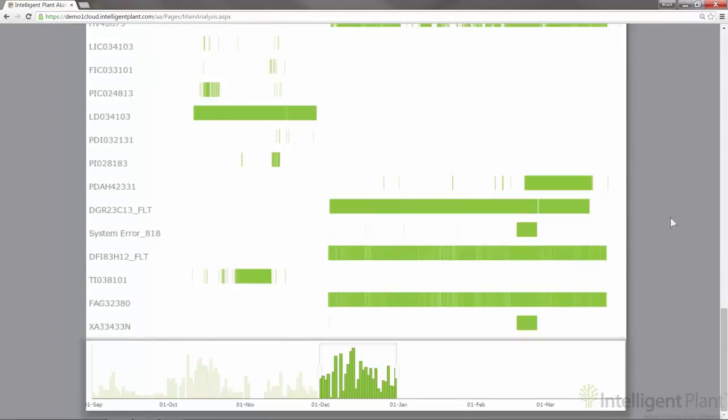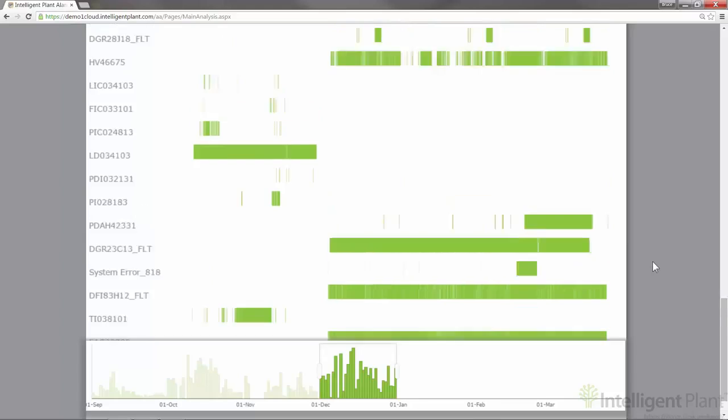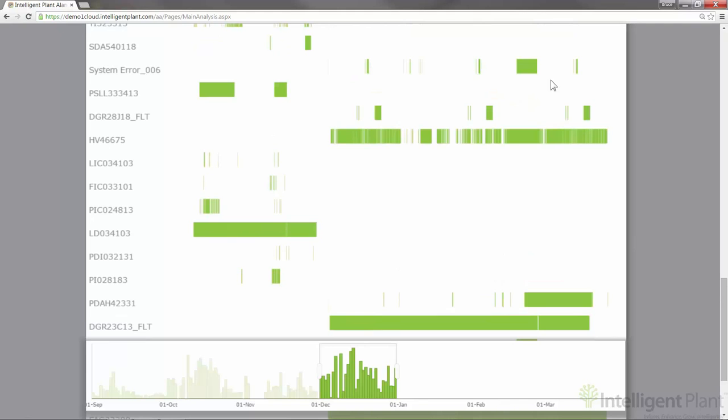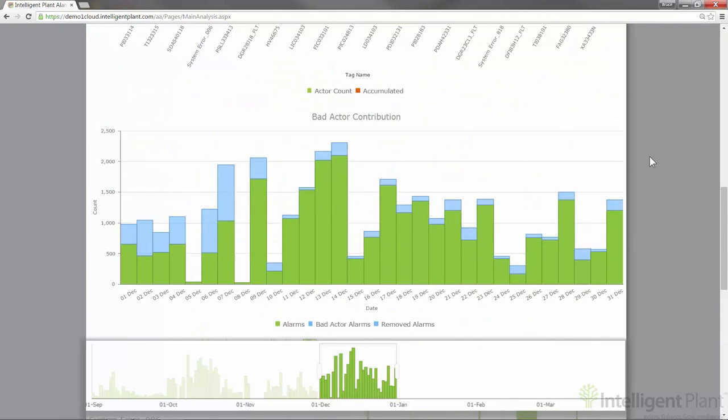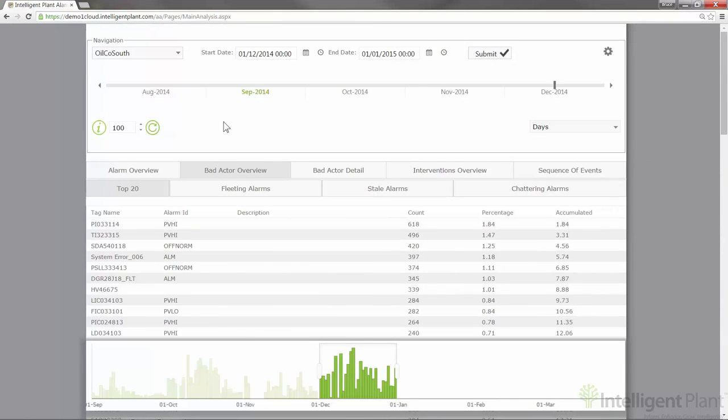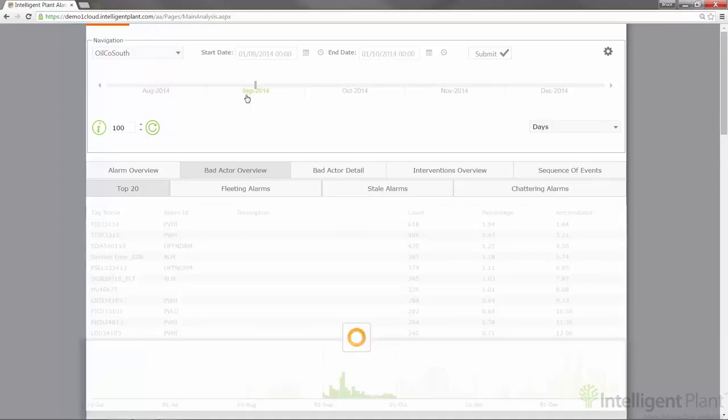In this month, we can see that these two alarms have almost identical behaviour, as does this one and this one, which also closely matches this alarm up here. As well as looking at the overall top 20, we can look for special types of alarms as well.